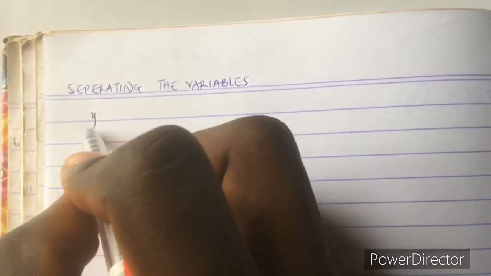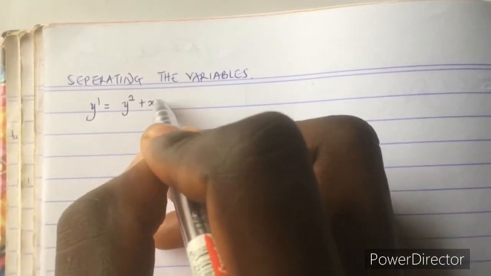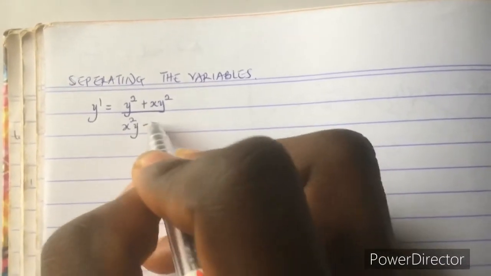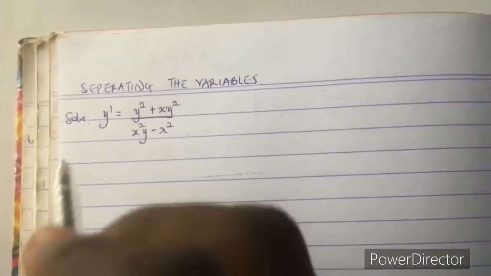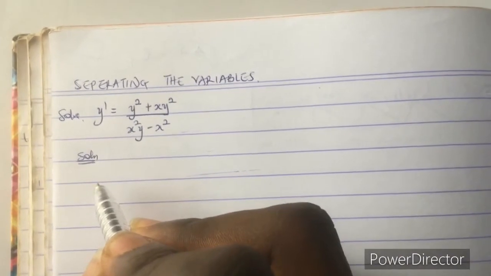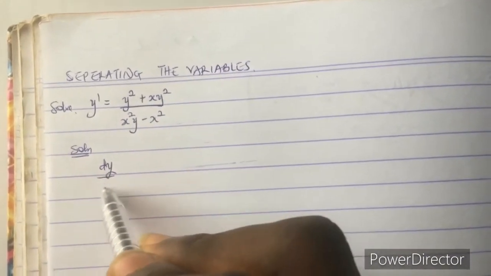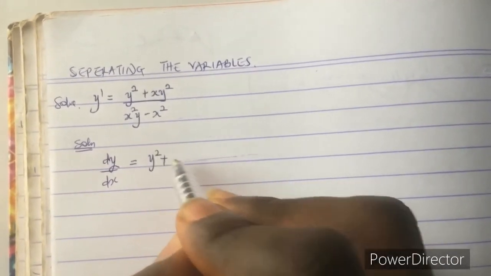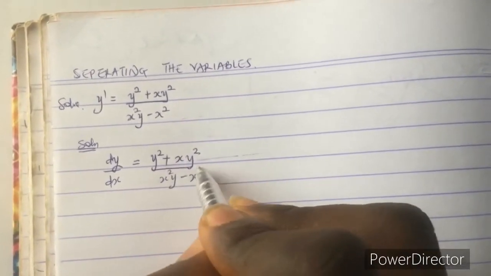Example 6.5. y prime equals y square plus xy square all over x square y minus x square. We're told to solve this. Solution: you should have known before that your y prime is still the same thing as dy/dx, which will be equal to y square plus xy square all over x square y minus x square.